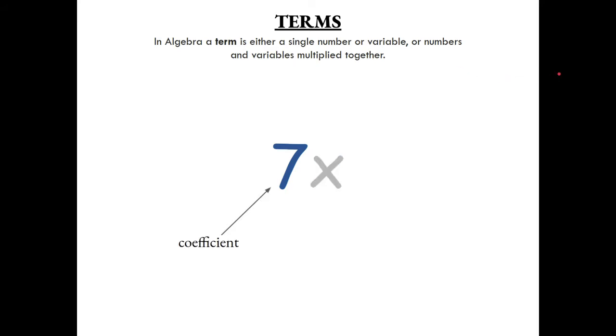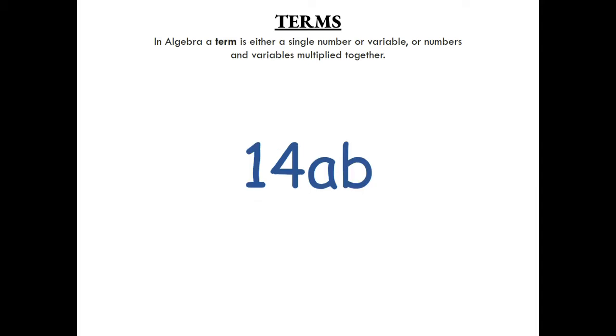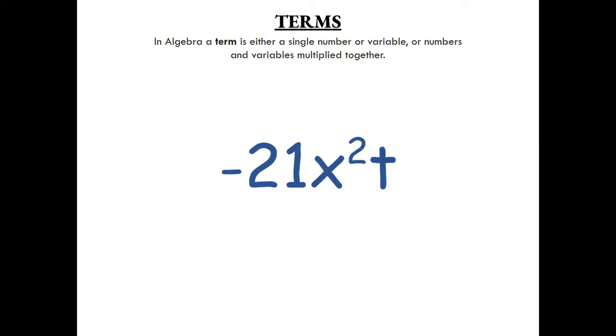So you have 7x. The number in front of the term is called the coefficient. In this case, it's 7. You have 14ab. Again, you have numbers and variables multiplied together, so therefore it's considered a term. The number in front is called the coefficient, and that is 14 in our case.